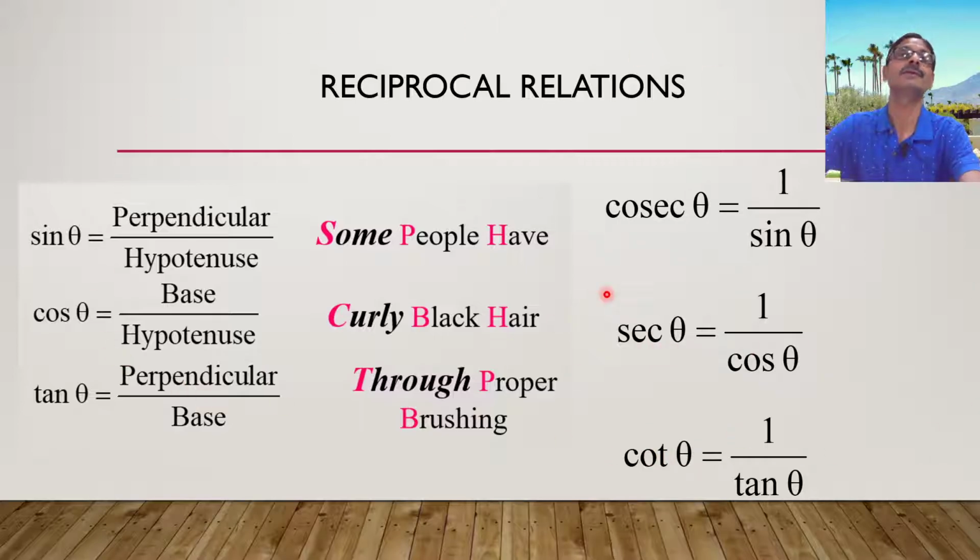In this way, you can very easily learn the 6 trigonometric ratios with the help of a simple sentence, what you must have learned by now. Some people have curly black hair through proper brushing. S for sine, C for cos, T for tan.